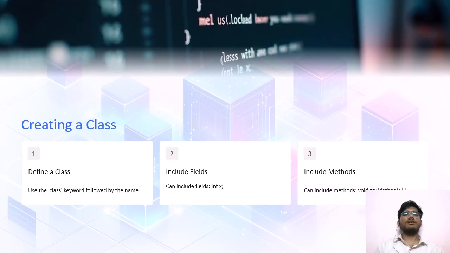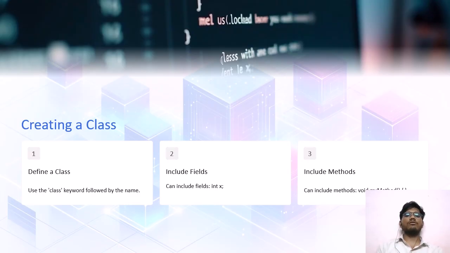And we see how we are creating a class. To define a class, use the class keyword followed by the name. The class name should begin with a capital letter, and we use the class keyword followed by the class name. Example: class Car, with capital C.